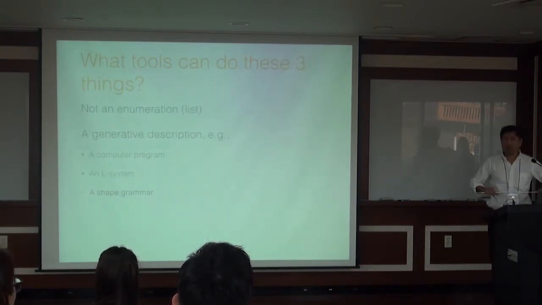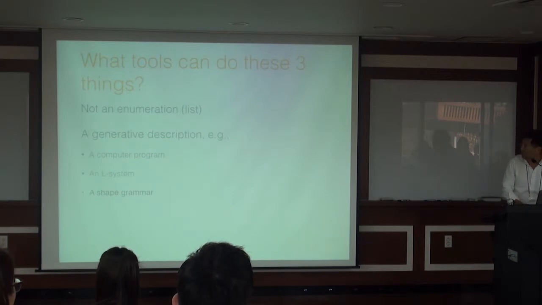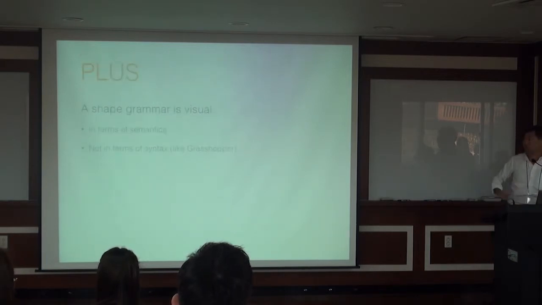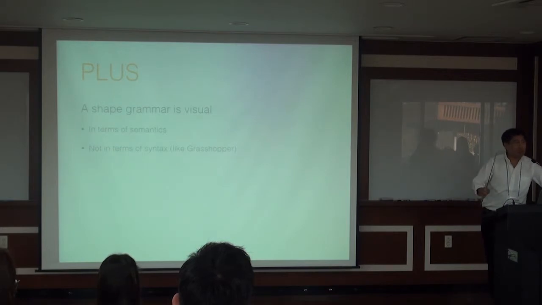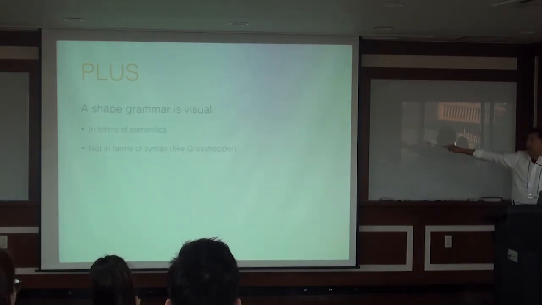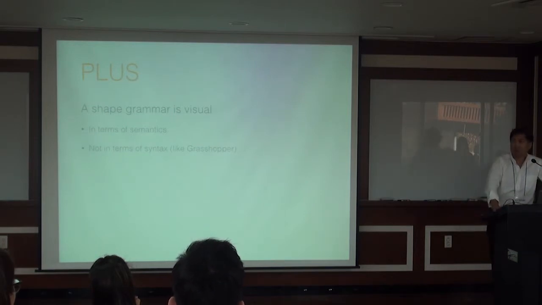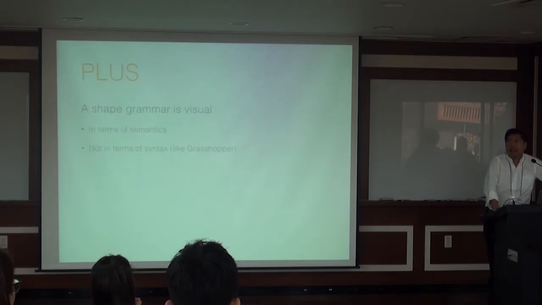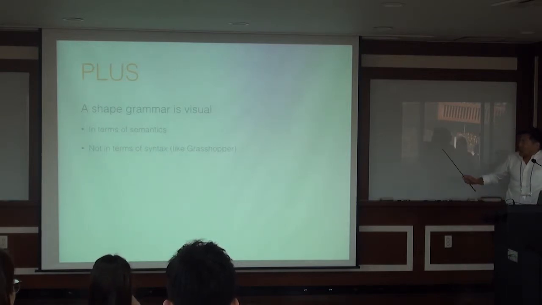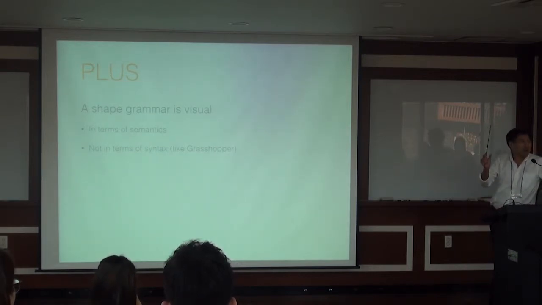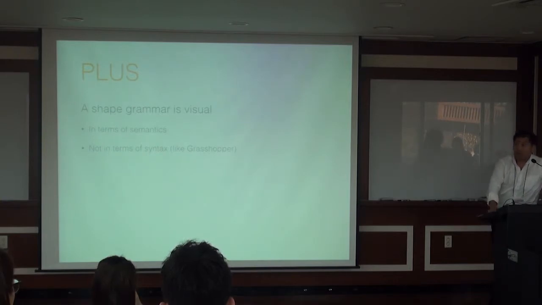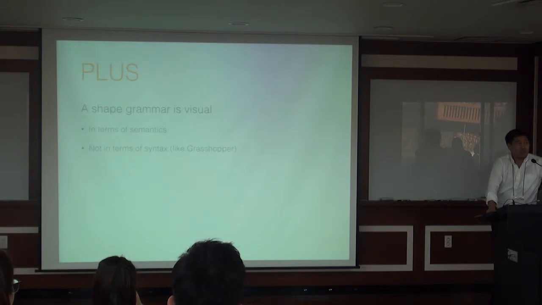And if you are new to shape grammar, you'll just have to take my word for this because we have to move on. Now, shape grammar can do those three things, and it has one more advantage, which is that it is visual. If you're interested in design, you look at things. And you draw. And so this is where shape grammar is different from L systems, different from computer programs, and this is its big advantage, in theory at least.